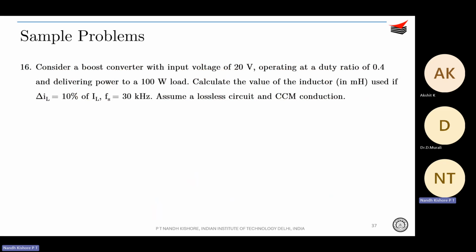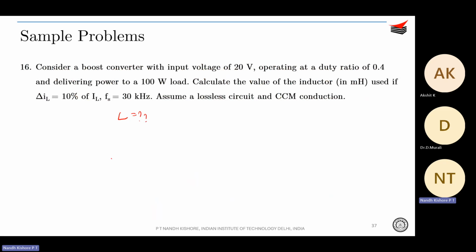Again, there is a boost converter with input voltage of 20 volts. The duty is given as 0.4 and power is 100 watts. Calculate the value of the inductor used if delta IL is 10% of IL, Fs is 30 kilohertz. Assume a lossless circuit and CCM operation. So all the parameters are given. The first question is very similar to what we did previously for the boost converter. Calculate what is L.